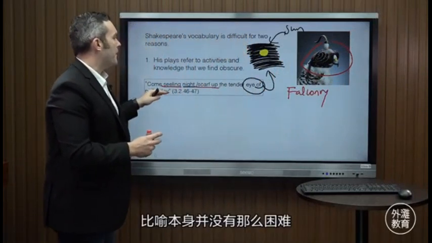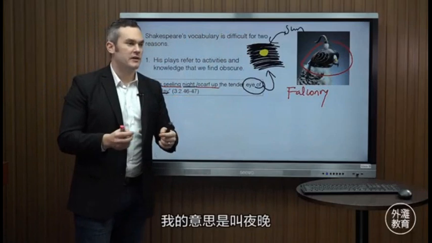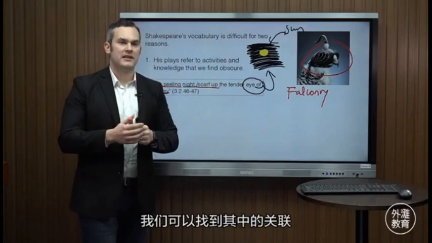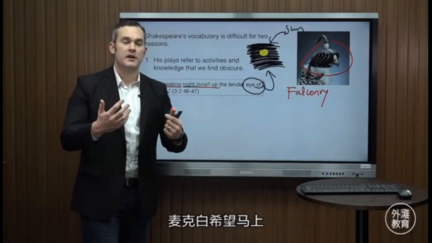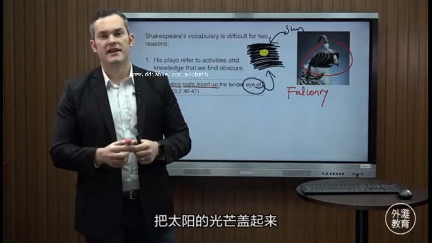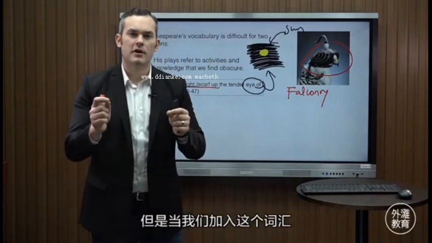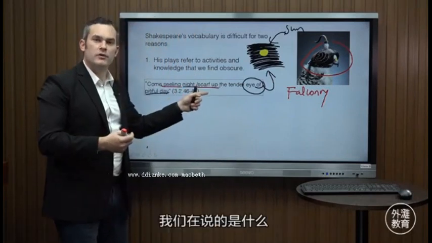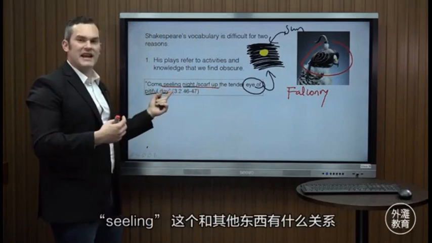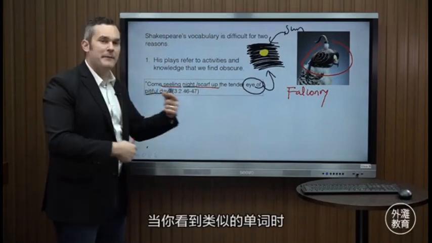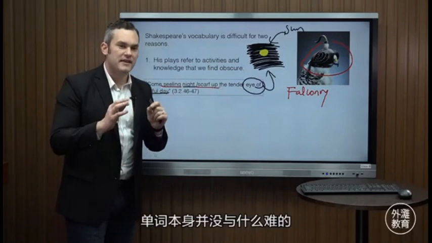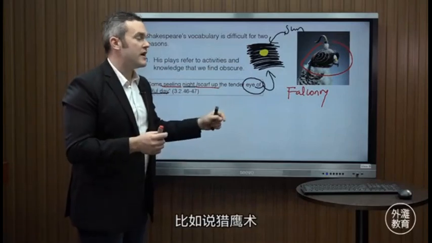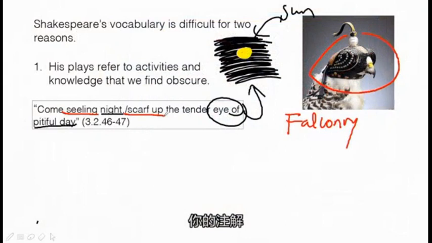So when we read this, the metaphor itself is not that difficult. I mean, to ask the night to cover the eye of day, we can make the connection that Macbeth is asking for nighttime to fall with darkness on the sunshine of the day. But when we add in this vocabulary related to falconry, it can be kind of confusing. What does a scarf have to do with what we're talking about? Sealing? What does sealing have to do with anything? So when you see vocabulary like this, there's a good chance that it's not that the vocab is difficult, but rather that it relates to a strange topic such as falconry. And when you see this, you want to always be checking your glossary.